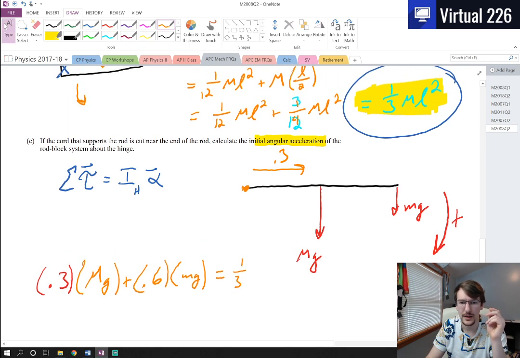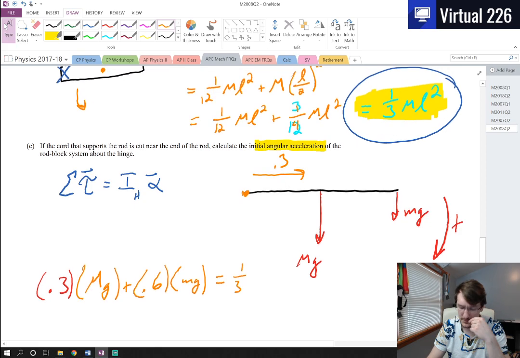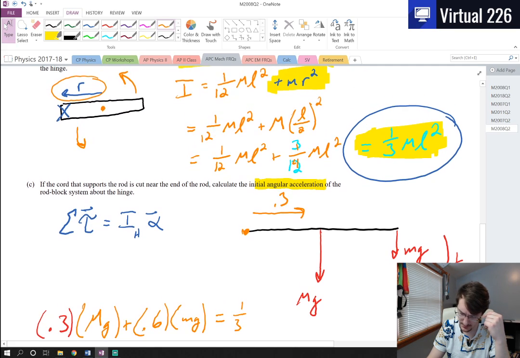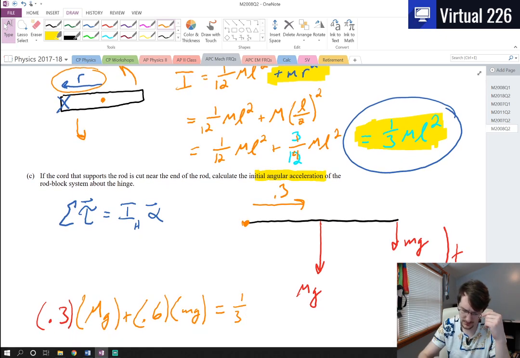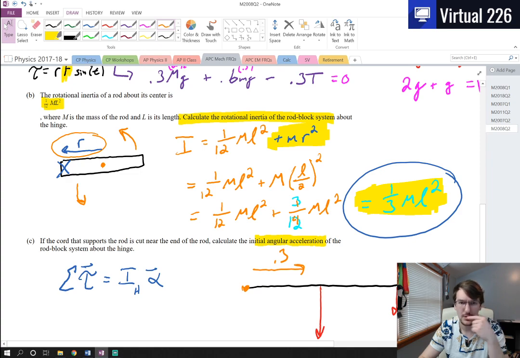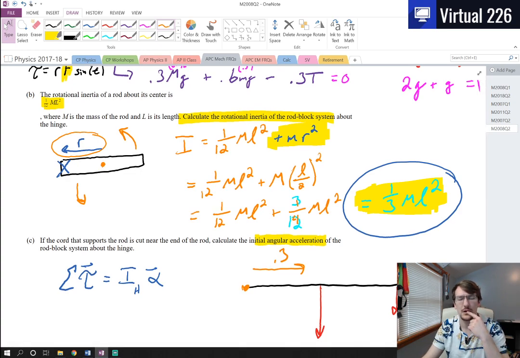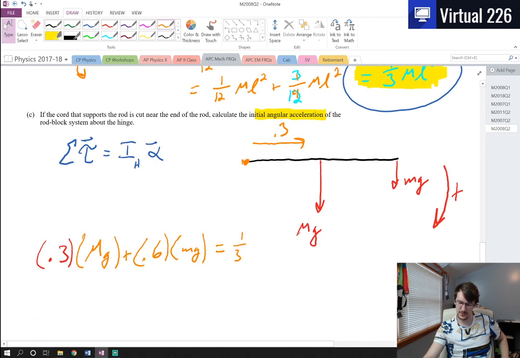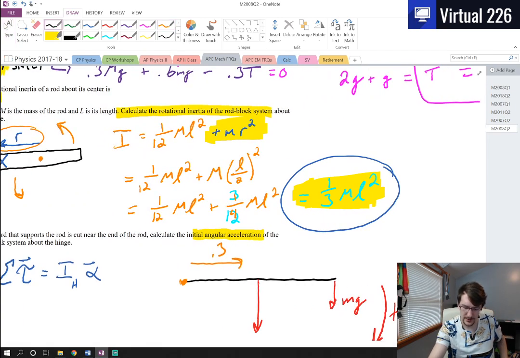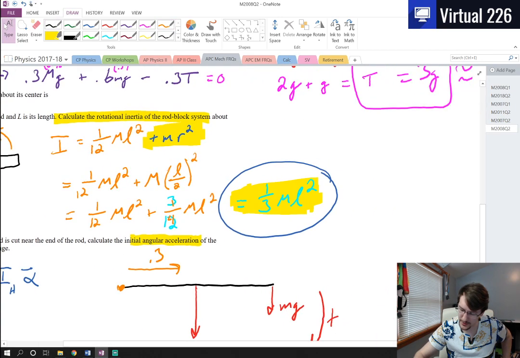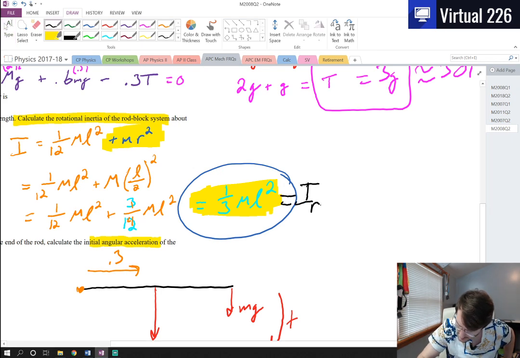1/3, and then, what am I looking at, this first one? Oh, you know what? I just realized something. I don't want that third. That third's no good to me. This 1/3 ml squared is just the rod. This is just the rod at the hinge.